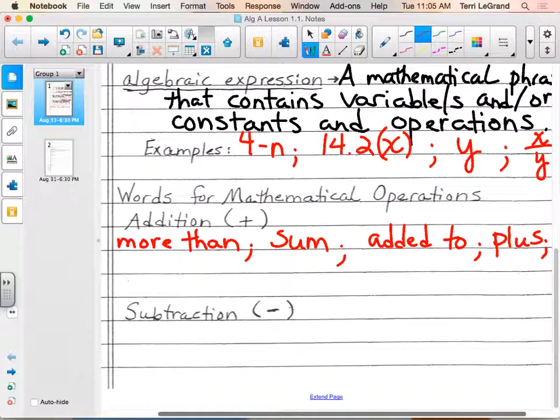Increased by. You guys are learning how to use your resources already. Increased by. Are there any others? Put together.